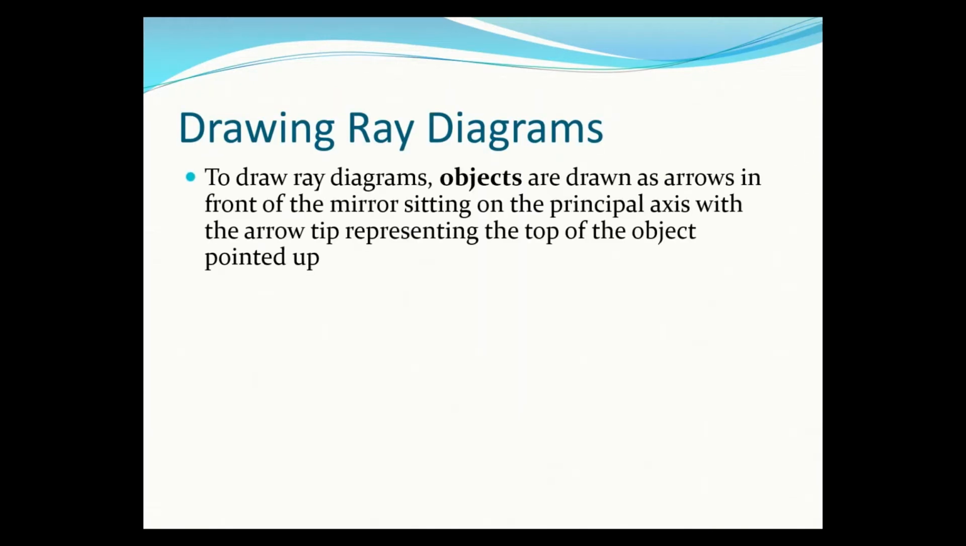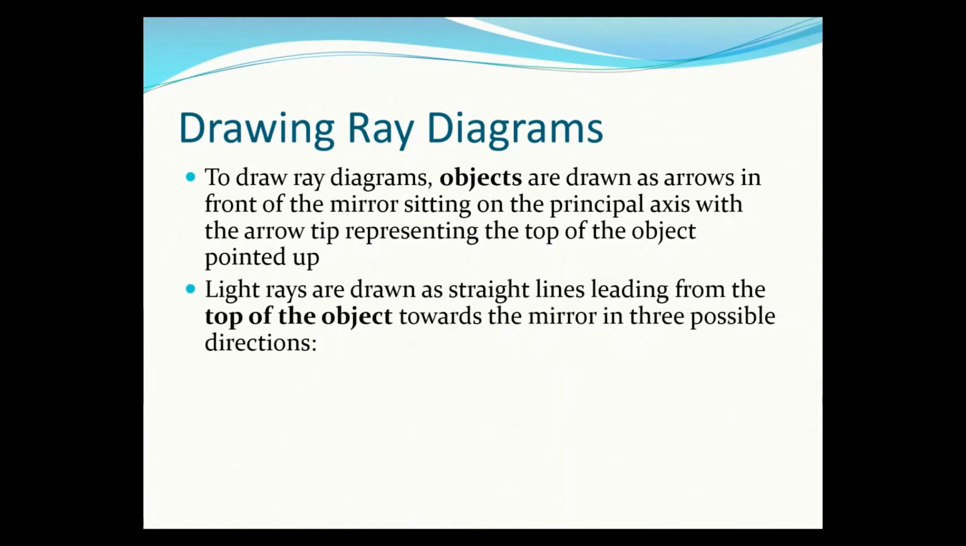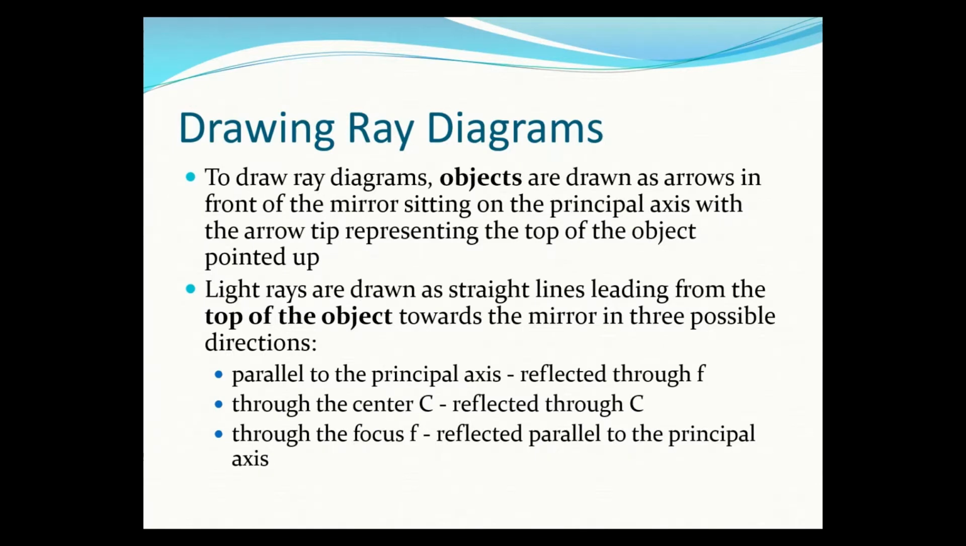So, drawing ray diagrams. To draw a ray diagram, objects are shown as arrows in front of the mirror, sitting on the principal axis, with the arrow tip representing the top of the object pointed up. Light rays can be drawn as straight lines leading from the top of the object towards the mirror in 3 possible directions. So these are our 3 rays that we draw on, and this won't make a lot of sense until we actually do a ray diagram.